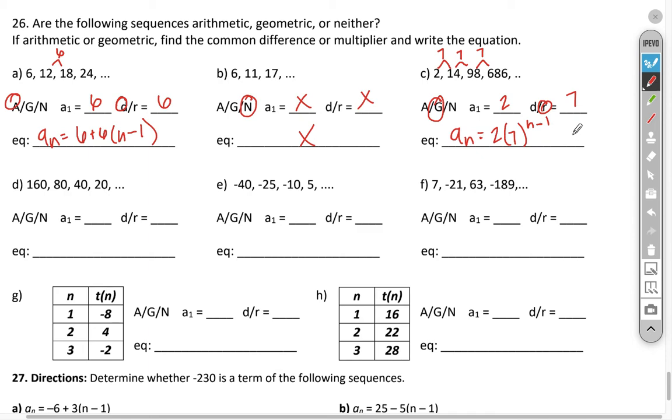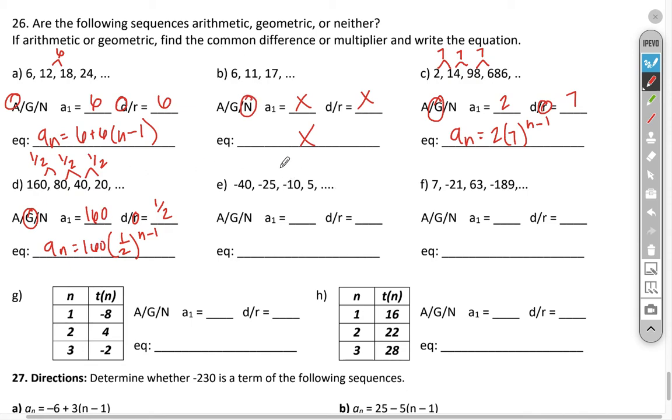Okay. For D, we have 160 all the way down to 20. First instinct tells me this is geometric. So 20 divided by 40 is going to be 1/2. 40 divided by 80, also 1/2. And 80 divided by 160, also 1/2. So geometric, yes. A sub 1 is 160. Ratio of 1/2. So we're going to have a sub n equals 160 times 1/2, and then n minus 1 as an exponent. All right, E, we've got negative 40, negative 25, negative 10, and 5.